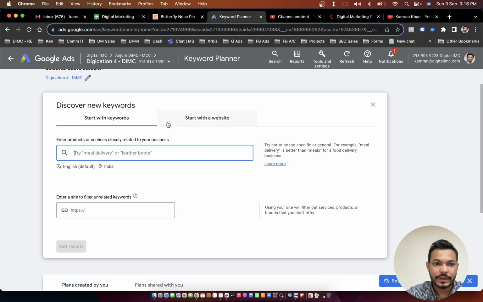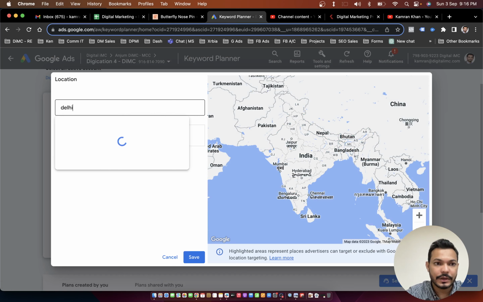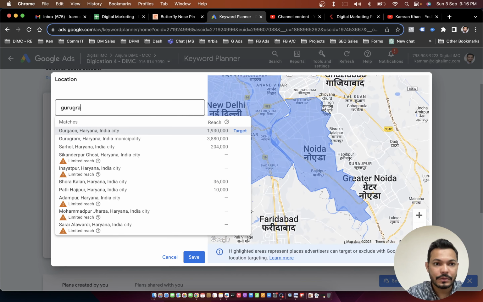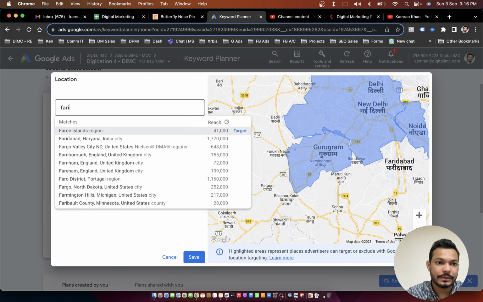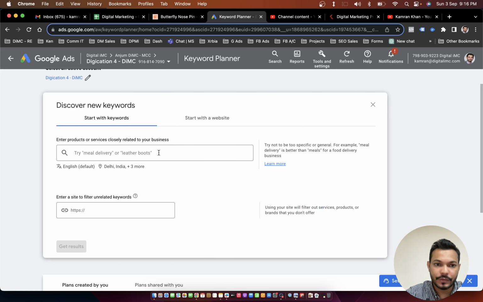That's why we're going to choose the location from India to Delhi, Noida, Gurgaon, and maybe Faridabad. So we're going to choose these 4 locations for our keyword planning. I'm going to save it over here.